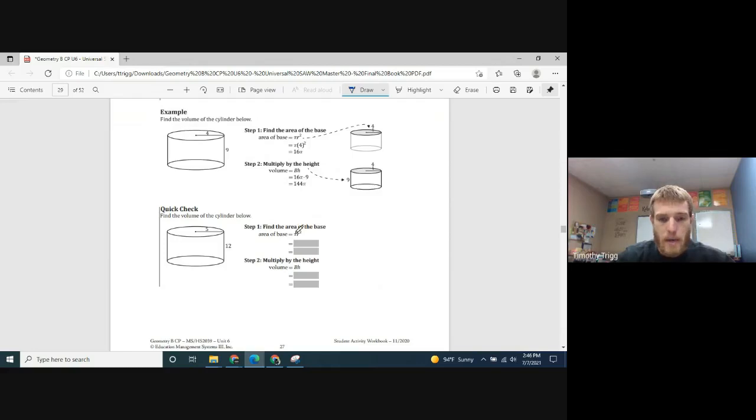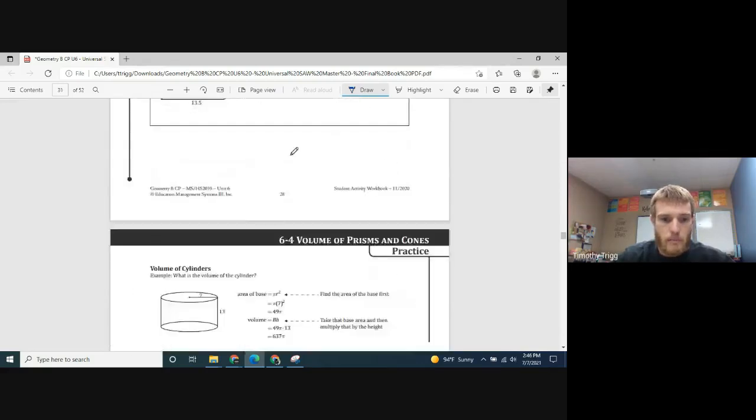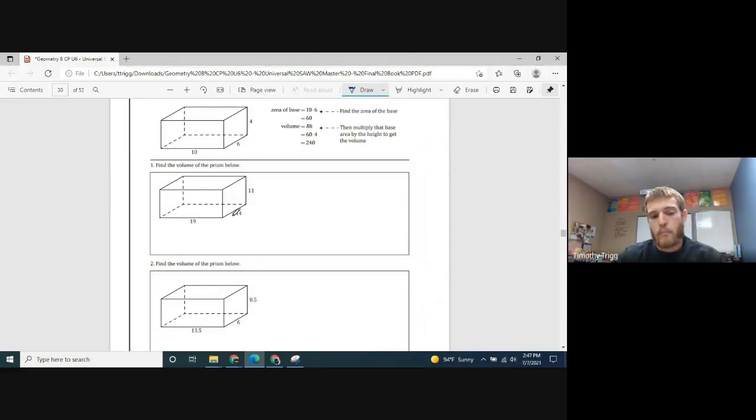Now let's go down. We'll talk about cylinders in a bit, but let's work on these prisms down here. I'm going to do one of them with you, and I want you to do the other one on your own. How do we find the volume of these prisms? That's the area of the base times the height. In our case, the area of the base is length times width of that base. That's going to be 19 times 14. The base area, 19 times 14, is 266.